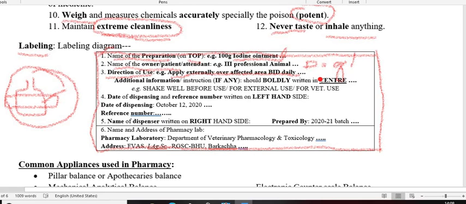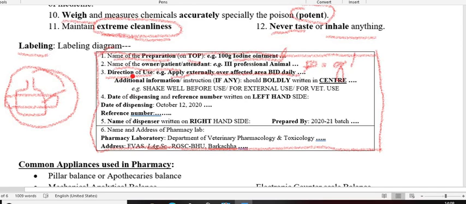Or if you have prepared a tablet or pills and you are going to take them thrice daily, write: take it orally thrice daily. Then you write this here in the direction.